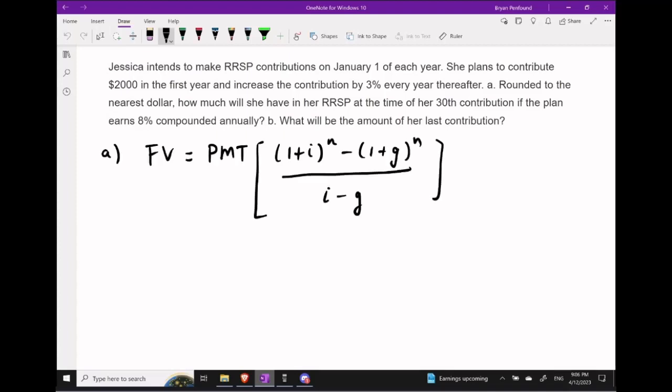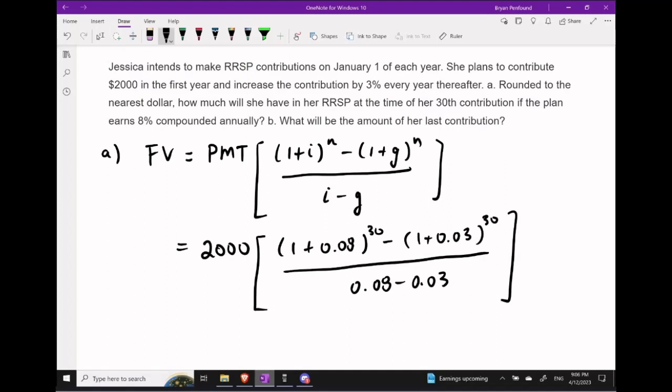Let's go ahead and apply our future value formula for constant growth annuities. And we can fill in the first payment of $2,000 as well as some of the rates that are given to us. For I, we know that we're going to take 8% compounded annually. And for G, the constant growth percentage rate, we're going to take 3% or 0.03. Here we know we're making 30 contributions, so N is equal to 30.